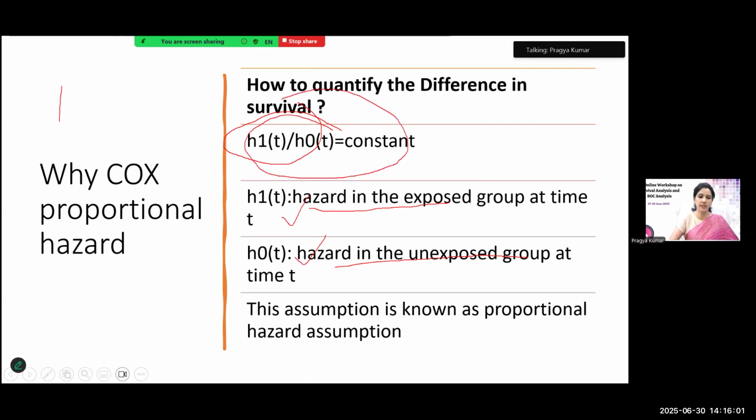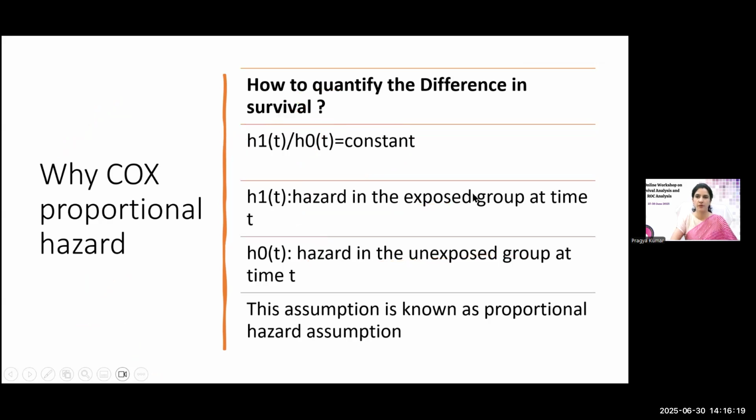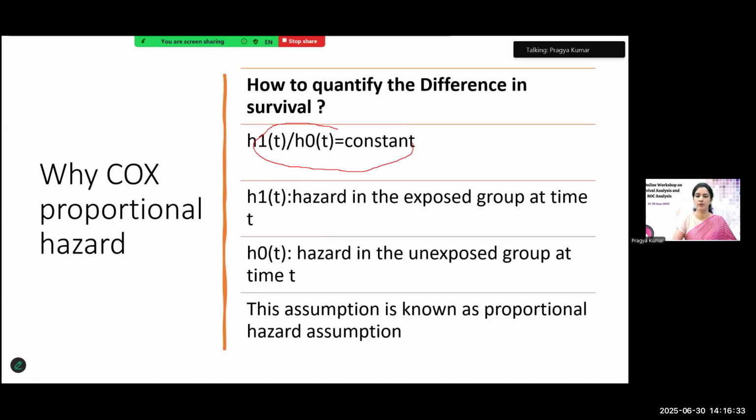That's why we will see in the curve that if you see the hazard curve, it will go like this. It will be parallel. It will not cross. Whereas if this assumption is not met, these two will cross each other. It will be something like that, or maybe if I draw it, it will cross like this. So this graph will go parallel. That means the hazard might change, but this Ht by H0 will remain constant.